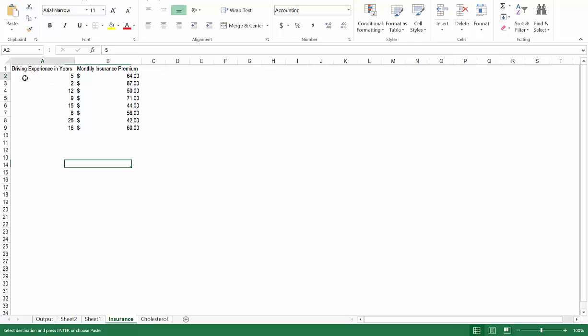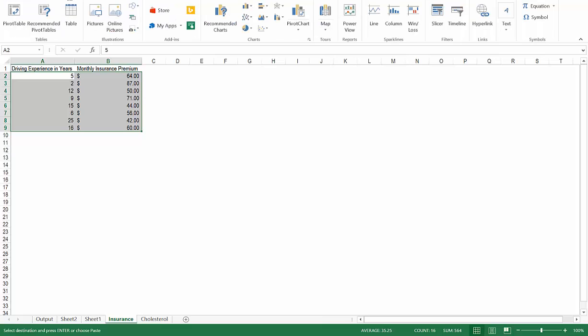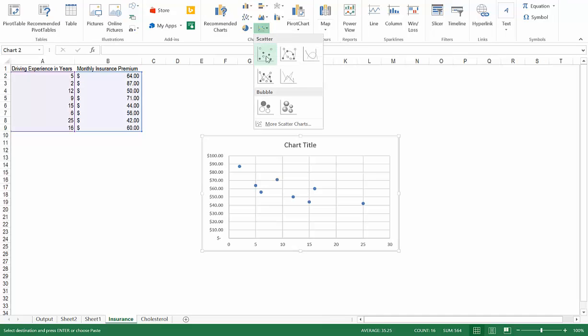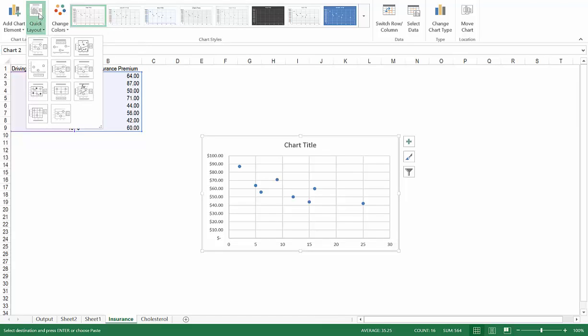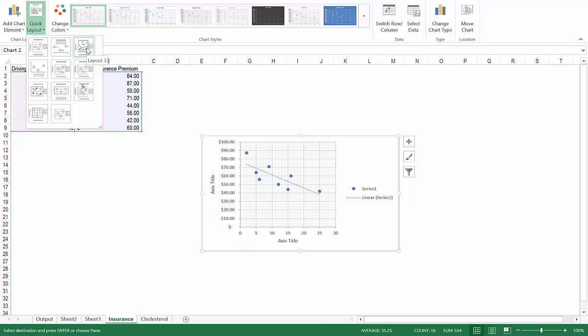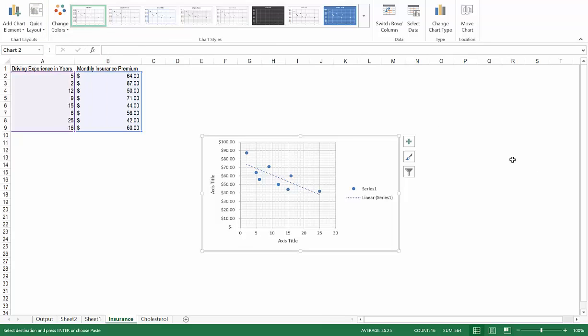What we want to do is highlight these two pieces of data, the driving experience column and the monthly insurance premium column. Then we will go over to the insert button and we will insert a scatter graph, which for me is right here. I'm going to click on that first one. Okay, now the second thing that I want to do is go over to this quick layout and insert a line, this layout number 3. I want a line to be drawn, okay?